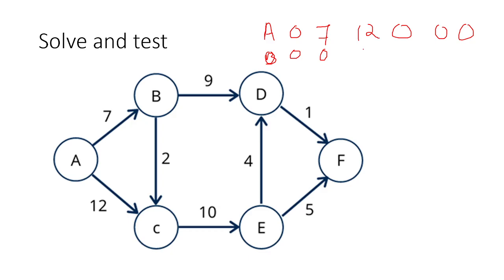B to C is 2. B to D is 9. B to E is infinity. So whenever there is no direct path, indicate by infinity. Infinity means 999. Okay, B to F is also 999. So you try this one and obtain the shortest path using Dijkstra algorithm.